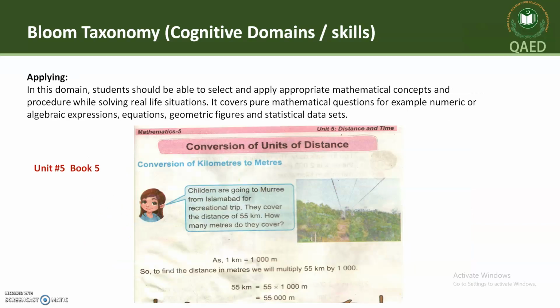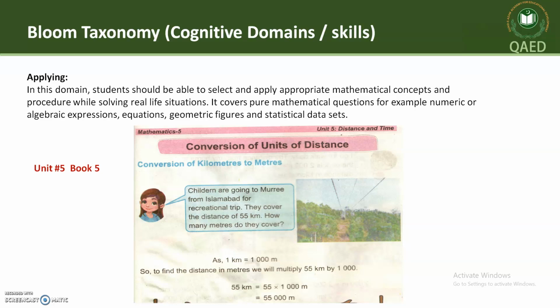The second one is applying. In this domain, students should be able to select and apply appropriate mathematical concepts and procedures by solving real-life situations. It covers pure mathematics questions, for example, numeric or algebraic expressions, equations, geometric figures, and statistical data sets. For example, here we can see in Unit 5, Book 5, the conversion of kilometers to meters.